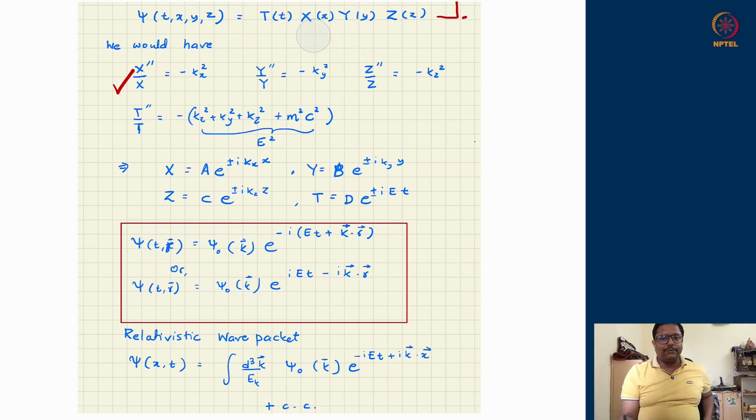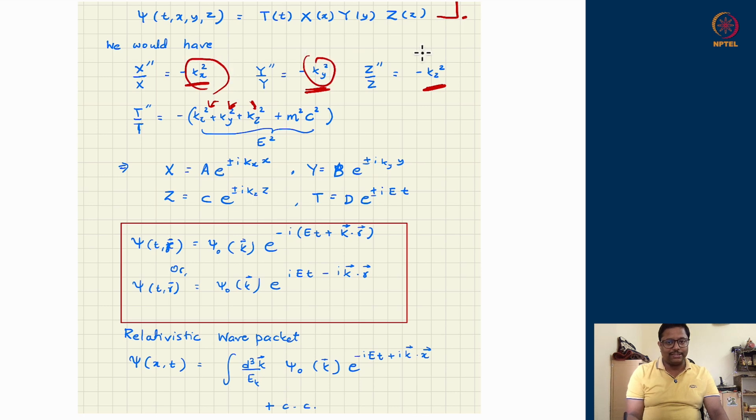So ultimately the differential structure will break down to four pieces: x double primed upon x should be equal to some constant, y double primed upon y should be some other constant, z double primed upon z should be a third constant, and then the temporal part should be equal to some constant which is a function of all the three constants which we introduced, kx, ky, kz.